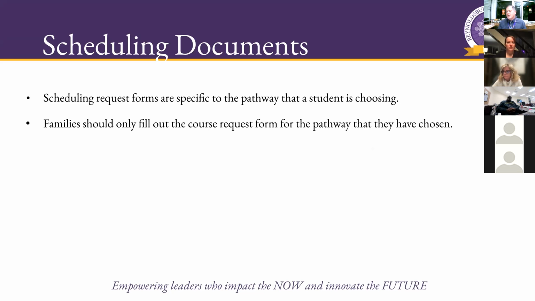So we will only send you the ones that are specific to your student. If you chose the ag and food science pathway, you will get a course request document that is specific to the ag and food science pathway. Families should only fill out the course request form for the pathway that they have chosen. You don't need to fill out any of the others. Just fill out one, stick it in a folder, stick it in your kid's backpack, so that on the day we can get to them, we will get to them.